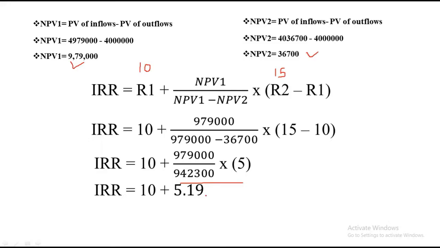When you add up your total, your final answer will come up to be 15.19%. That's our final IRR, that is the internal rate of return. So the project can earn you a return of up to 15.19%. This is how you all have to solve the sum based on IRR. Very simple, just apply the formula, get two NPVs, get those values and substitute the values into the formula, and you will get the answer.